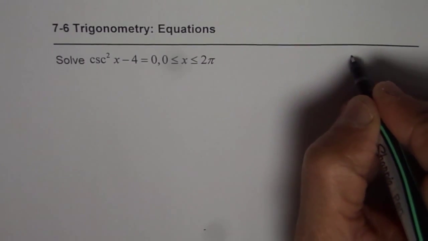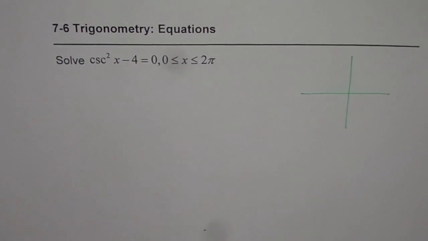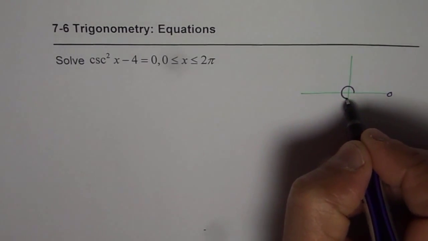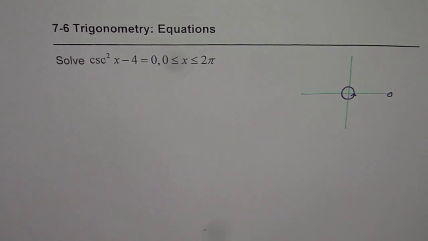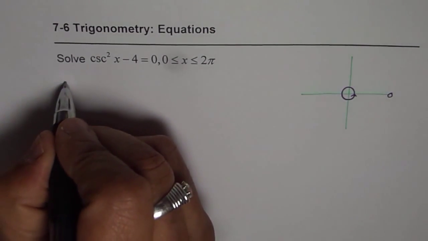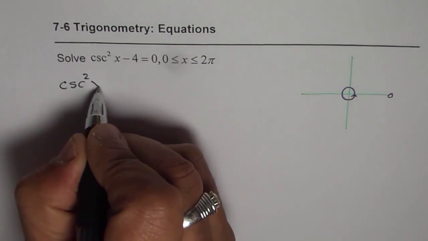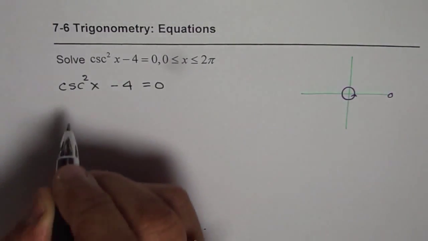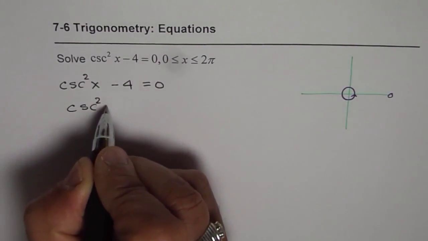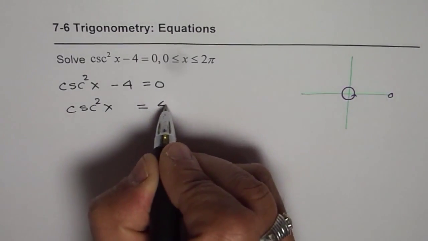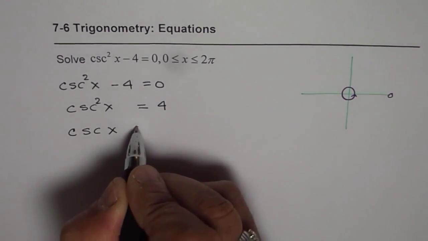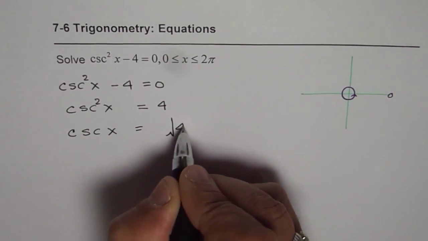That means we are interested in a coordinate plane to look at where the angle could be from 0 to 2 pi. So any angle within this circle up to this point, right? So the equation given to us is cosecant square x minus 4 equals 0. We can rearrange this and then we get cosecant square x equals plus 4. Then we can square root. So we get cosecant x equals square root of 4.